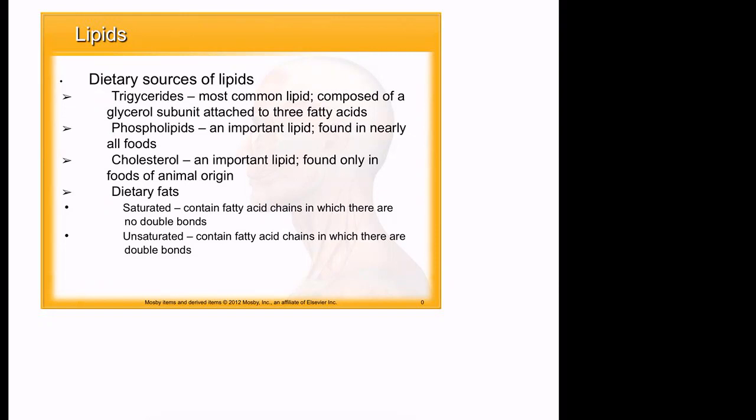That makes a nice straight chain. Whereas the unsaturated fats have carbon atoms that are missing hydrogens, which creates double bonds between the carbons, which causes a kink in the chain. Those are the ones that are fluid at room temperature. Whereas the saturated fats can stack on top of each other very nicely, making them solids at room temperature.